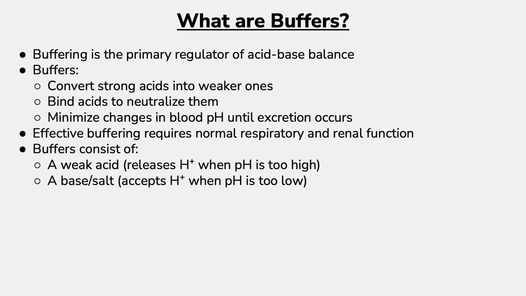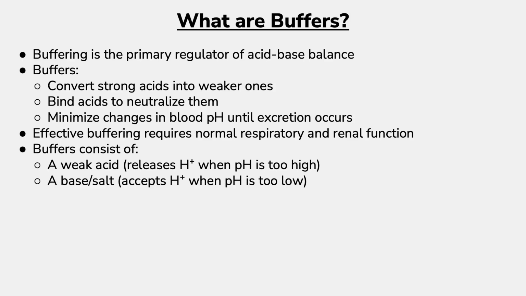So the body has a buffer system. Buffering is the primary regulator of acid-base balance, because remember, there's a very narrow window, right? The 7.35 to 7.45. In order to keep the pH there, the body has to have buffer systems to prevent any extremes from happening. This is basically the body's first line of defense in maintaining that balance. They work by converting strong acids into weaker ones and binding excess hydrogen ions to minimize changes in pH. However, the buffers can only do so much. They rely on the lungs and the kidneys to fully regulate and restore balance.